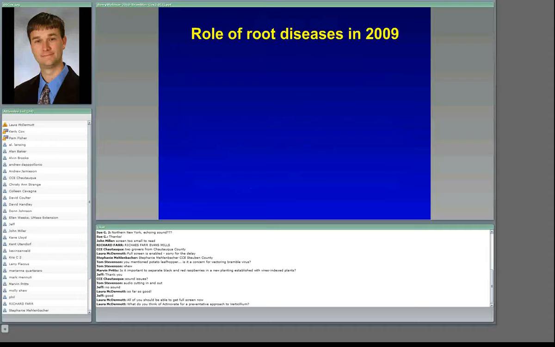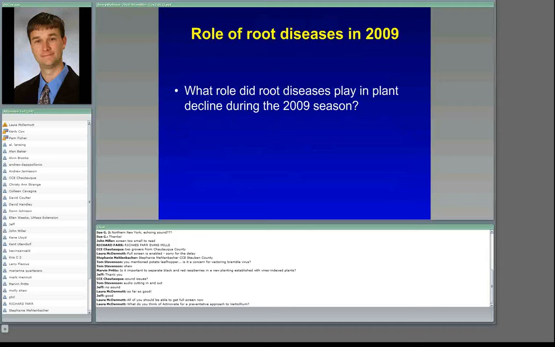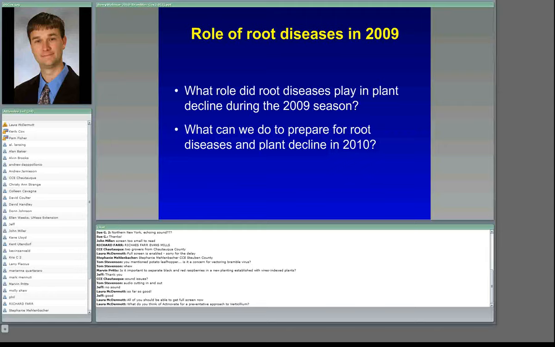So at this point, I'd like to quickly talk a little bit about root diseases in 2009, or some of the things that we had run into, or possible problems. The question being: what role did root diseases play in plant decline in the 2009 season? It didn't look like many of you experienced this, thank goodness, but there was a lot of it at diversified plantings, so I thought it pertinent to address. And what can we do to prepare for root diseases and plant decline in the future?